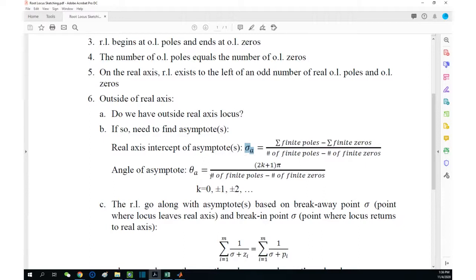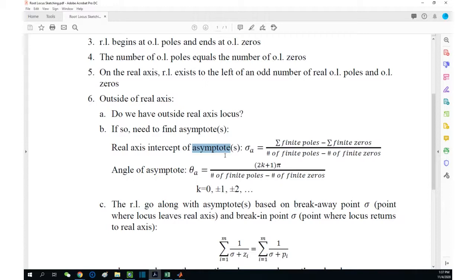Second is to find the angle with the positive half real axis. So one is the intersection point for the asymptote, and the second is the angle of it. Two things can determine one straight line, right? One angle and one point can determine an asymptote. But once again, be careful: the asymptote is not part of the root locus. The root locus will approach it gradually, but it is not part of the root locus.